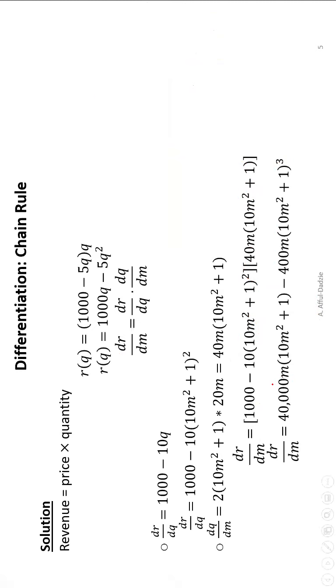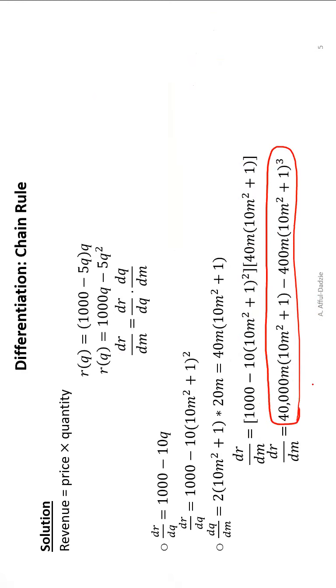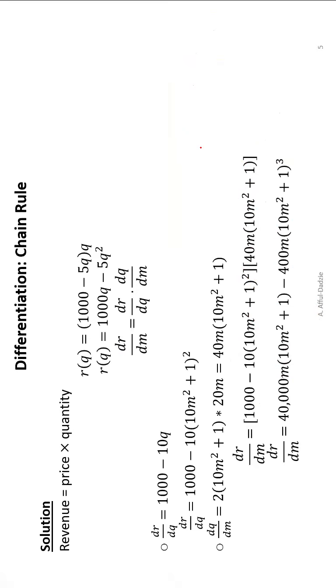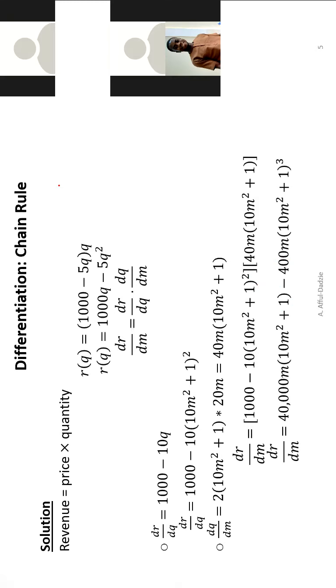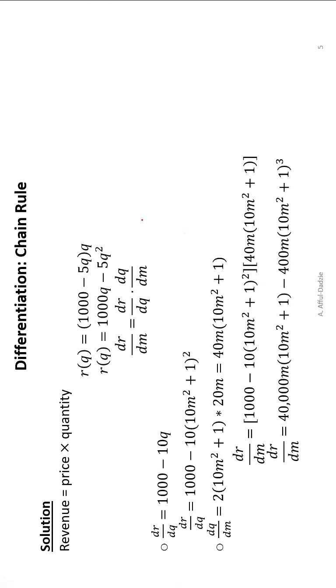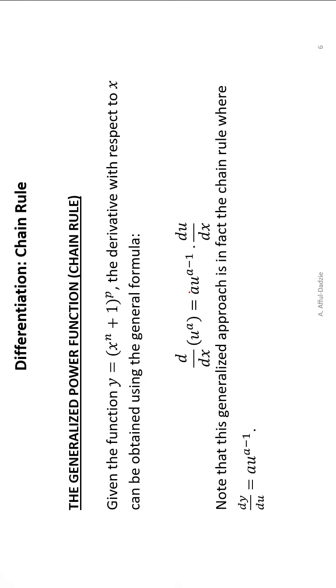Okay, so once we have expanded everything, we have this expression here. So this gives us the derivative, which is dR/dM. If we were given the value of M, or know the number of workers in a week, we can easily determine that rate of change. Okay. All right. So we're going to apply more of the generalized power rule.